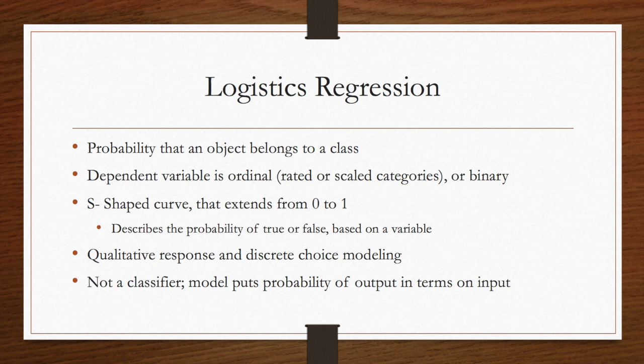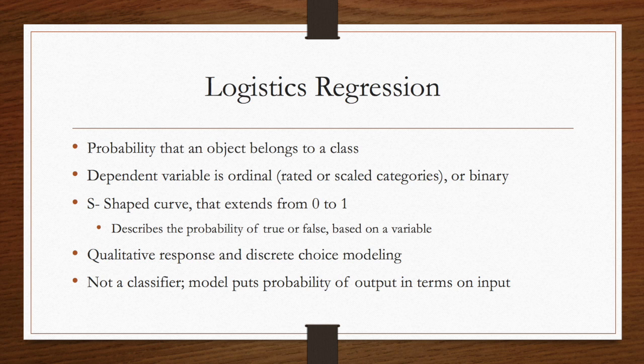A logistic regression predicts the probability that an object belongs to a class. The result or dependent variable is ordinal, meaning rated or scaled categories, or true or false binary. An example of an ordinal response may be a satisfaction survey asking the question, how satisfied are you with the treatment? Or a binary response being, are you satisfied with your treatment? A logistic regression produces an S-shaped curve that extends from 0 to 1. This describes the probability of true or false based on the known variable. Using a logistic regression, we are able to describe an object based on an input variable.